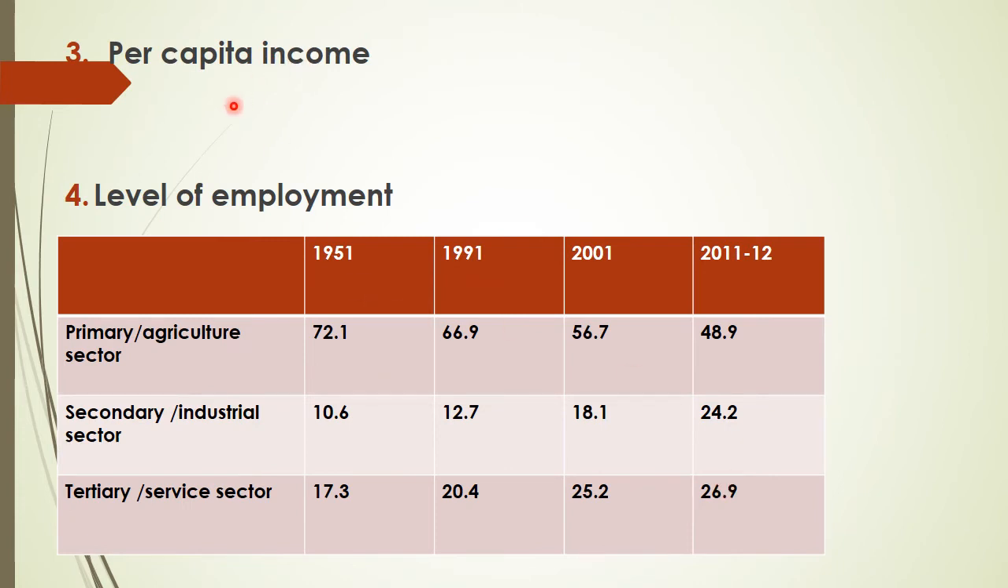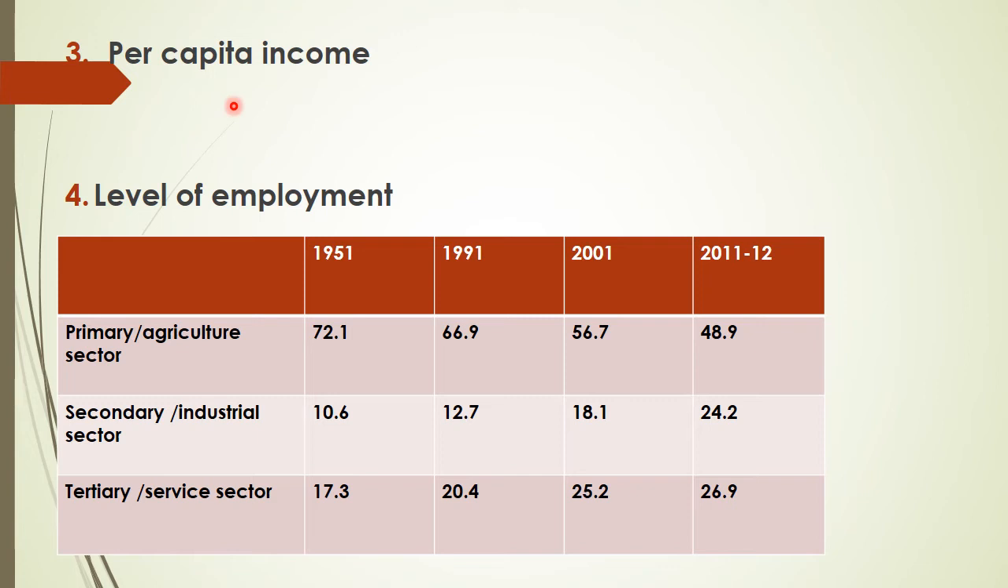Third comes per capita income. Per capita income is the average income which a person gets. The per capita income of India at constant price in the year 1950-51 was 7,114, which increased to 39,904 in the year 2013-14. So almost about 5.6 times this PCI, or per capita income, has increased.